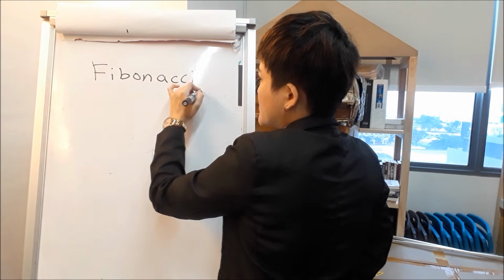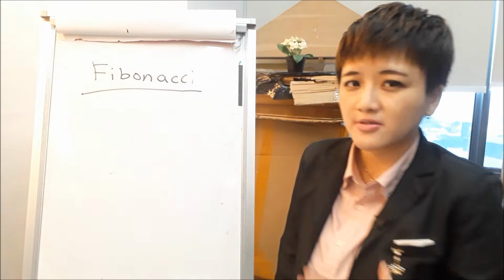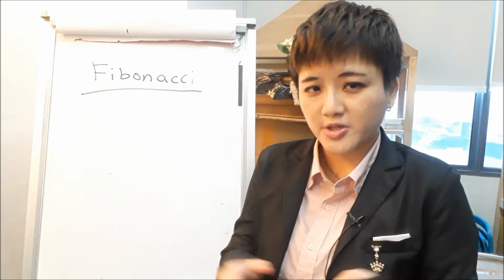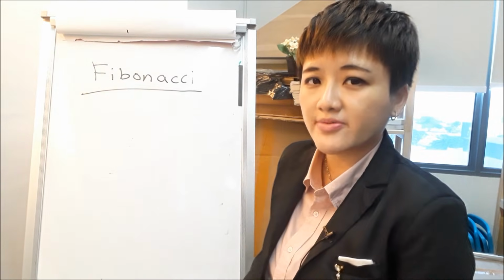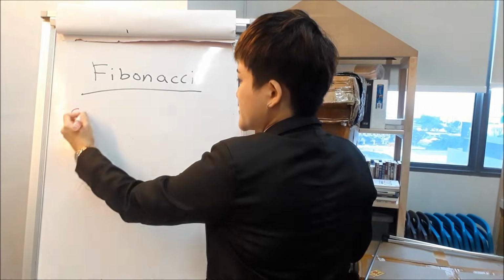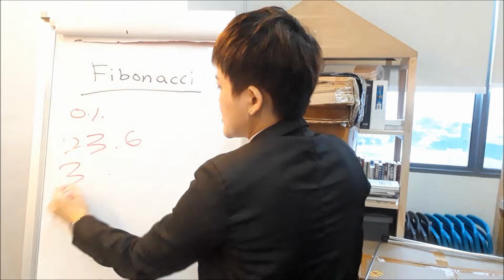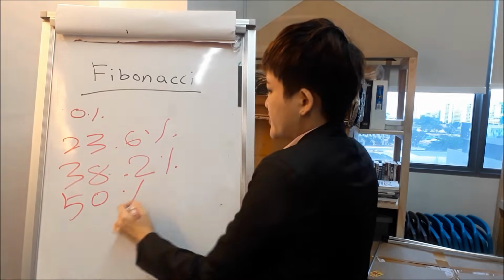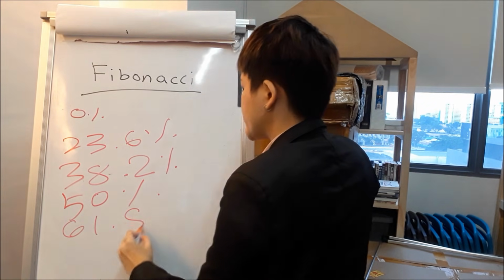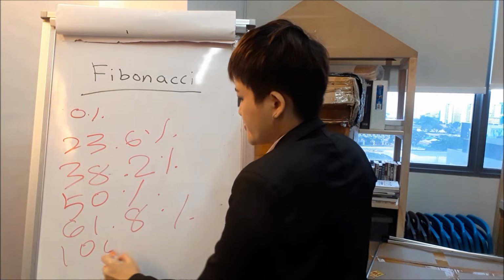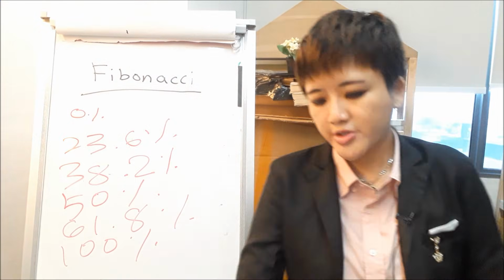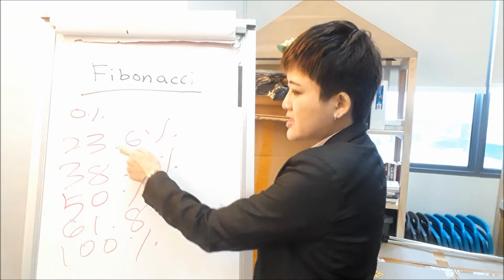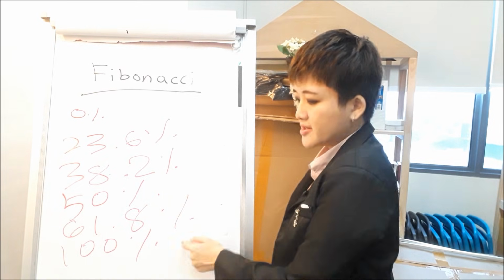Fibonacci, to put it simply, I'm not going to go into too much detail about this. If you want me to make a video on this, let me know. To put things in simple terms, there are many different Fibonacci levels. You have the 0%, 23.6, 38.2, 50%, 61.8%, and then you have 100%. Which one is a stronger support? Do you want the price to retrace until this level, or this level, or this level?